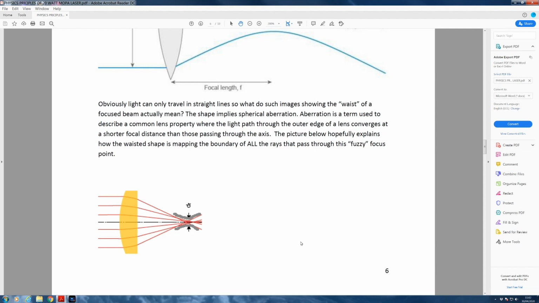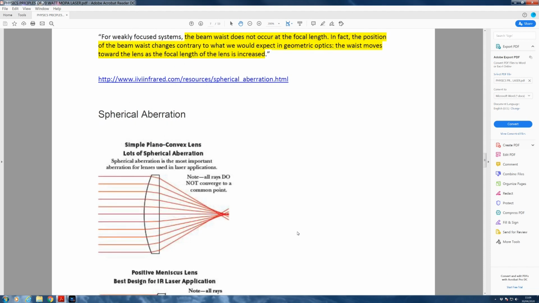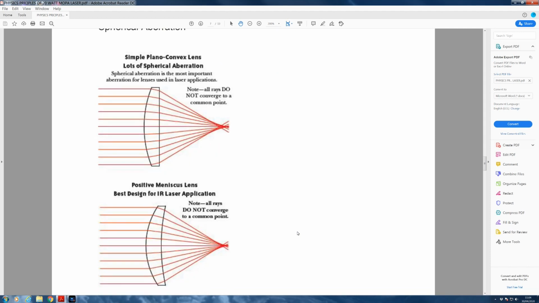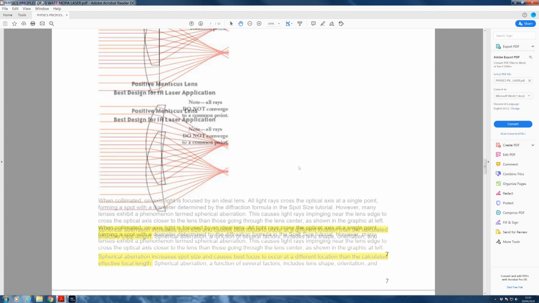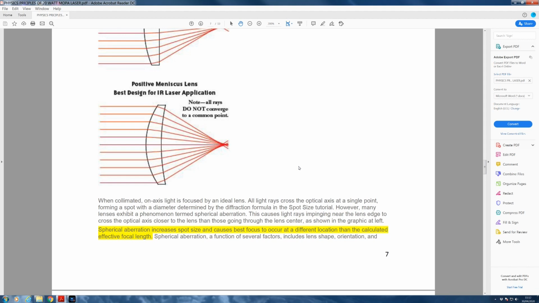So this is a very confusing practical situation. We've got a very reputable company here, 2-6, who make all sorts of optical systems, very, very high laboratory and industrial lenses. Two very important points we must note. Spherical aberration increases the spot size.